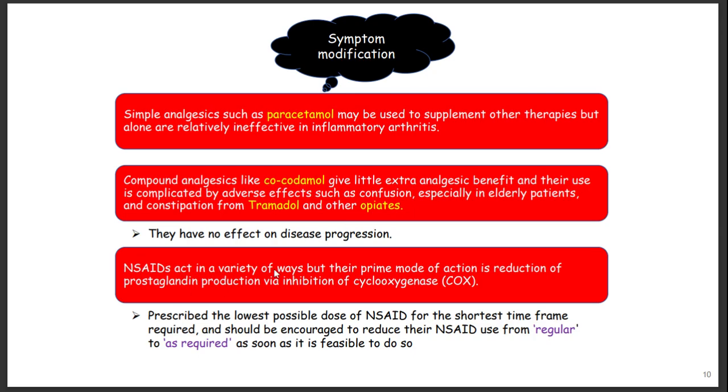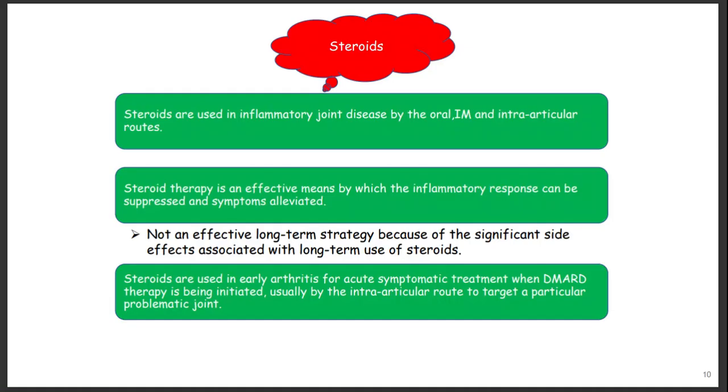NSAIDs act in a variety of ways, but we already know their function. Their function is they inhibit the COX-1 and COX-2. They are going to be prescribed at the lowest possible dose for the shortest time frame required, and patients should be encouraged to reduce their NSAID use from regular to as required. So you don't want to be using NSAIDs very often. So instead of using them regularly, only use them when required as soon as it is feasible to do so, because you want to prevent side effects later on.